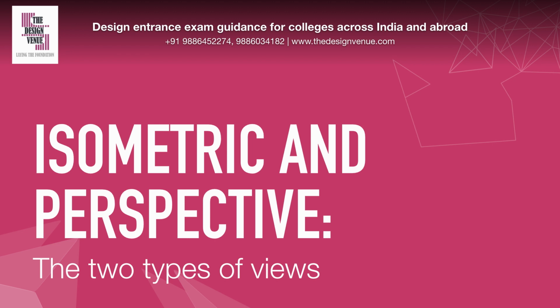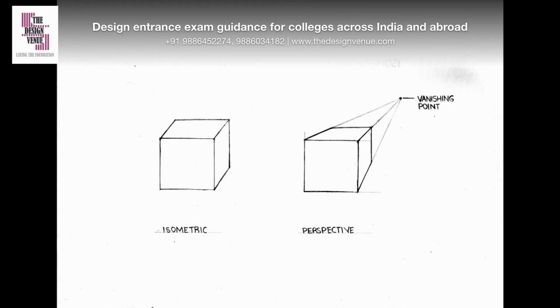So what are isometric and perspective views? Now in this example I'll take two cubes. Cubes have parallel edges, and when they are drawn parallel even on paper, that is called the isometric view. When the edges are drawn in such a way that when they are extended, they meet at a point, it is called the perspective view, as you can see on the right side. The point where these edges seem to meet is known as the vanishing point.